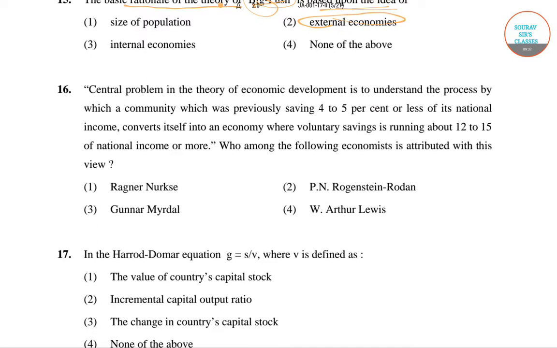Now, the central problem of the theory of economic development is to understand the process by which a community which was previously saving 4 to 5% or less of its national income converts itself into an economy where voluntary saving is 12 to 15% of national income and more. Who among the following economists is attributed with this view? 4 options are given. You have to figure out the right option. For this we know Lewis is the right answer.